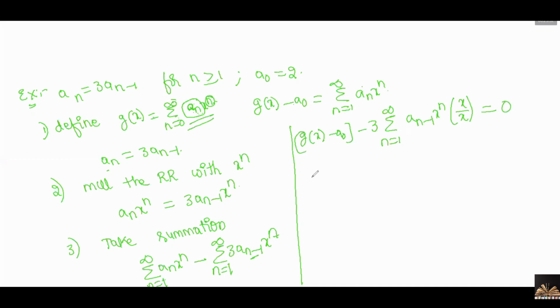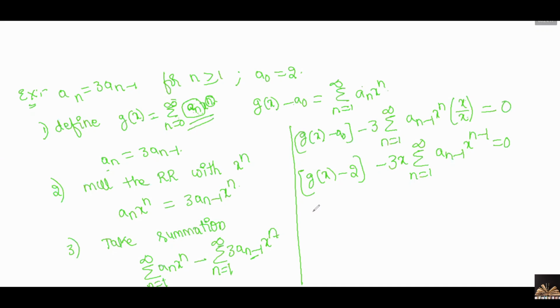Right? Now it can be written as g of x minus a0 is given as 2 minus, I'll take this x outside of this summation, n is equal to 1 to infinity a n minus 1. Here you are left with x power n by x, that can be written as x power n minus 1. Is it clear?